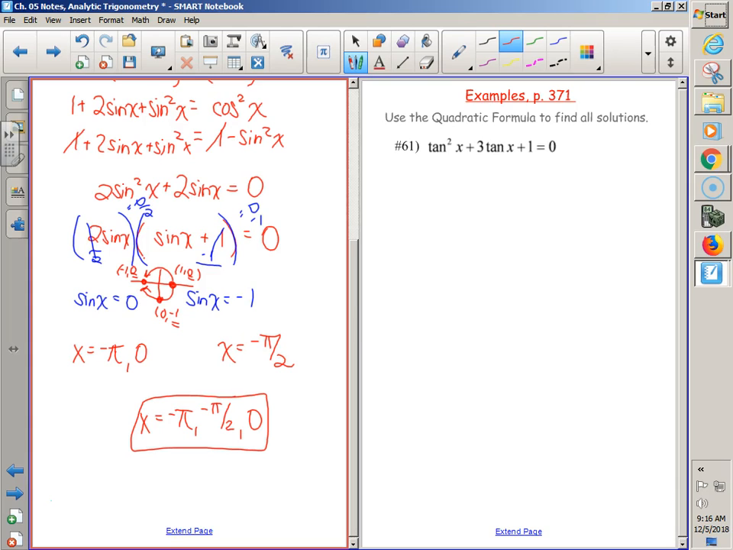Oh, this is just the unit circle. And the signs are the y's. And so the y's are 0 at 0 and at pi, but also at negative pi. So when the sine is 0.